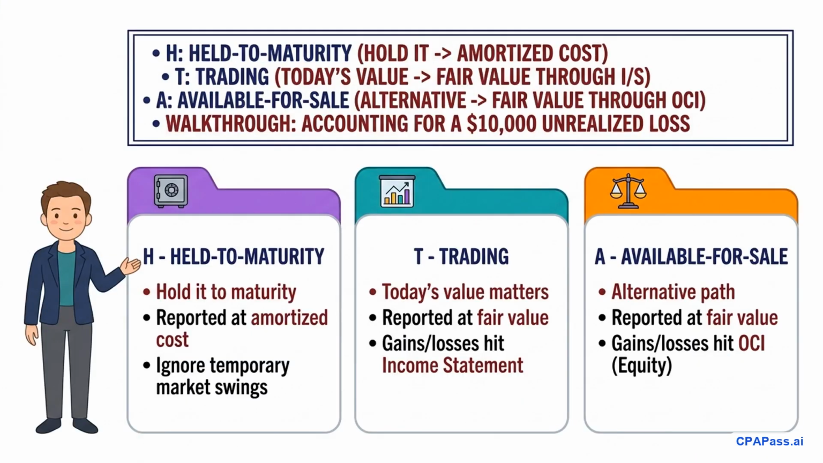To keep these straight under pressure, use the HTTA mnemonic. H is for held to maturity. You hold it to maturity, reporting it at amortized cost. T is for trading. Today's value is what matters, meaning we adjust to fair value through the income statement. A is for available for sale, the alternative path where we adjust to fair value through OCI.